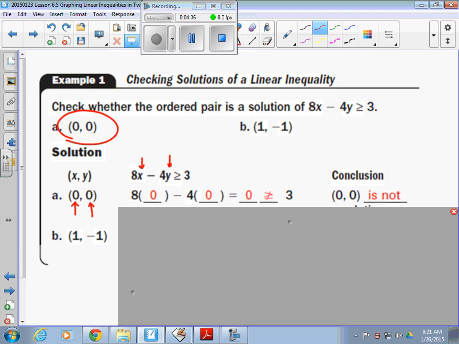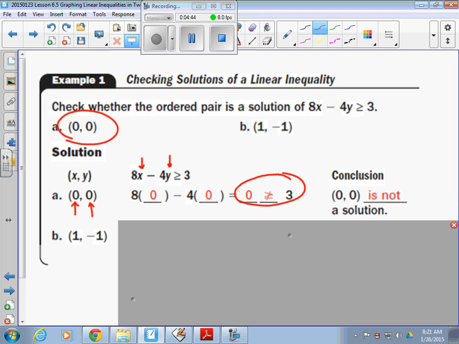You're going to get something that says 0 is greater than or equal to 3, which is not a true statement. 0 is clearly not, so this is false. You're checking truth value with this stuff. That's not true, and since it's not a solution, you would shade everything the other way. We'll get to that in just a minute.